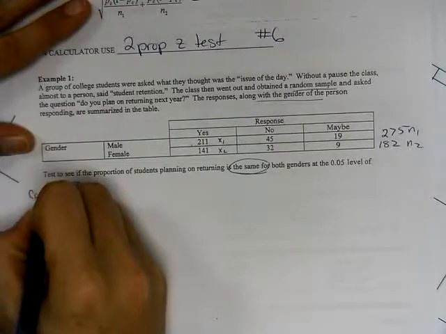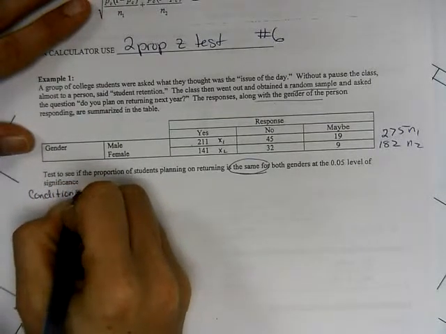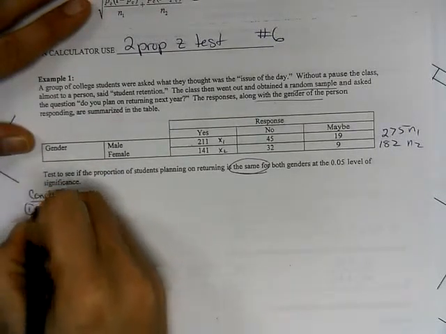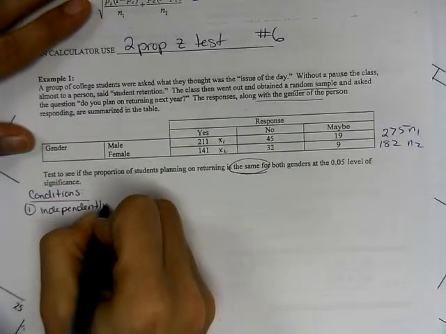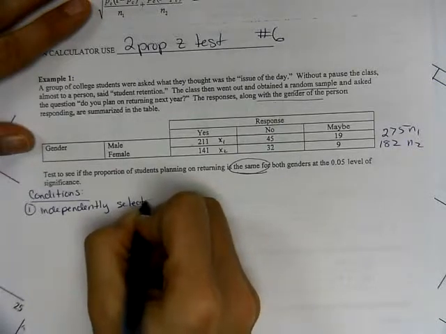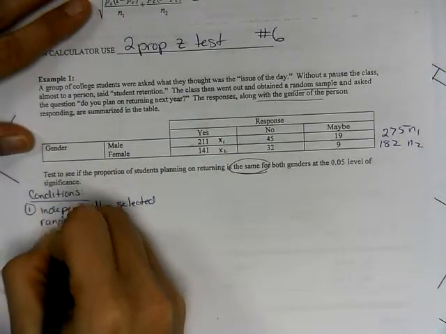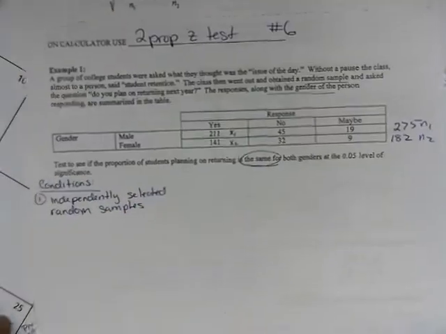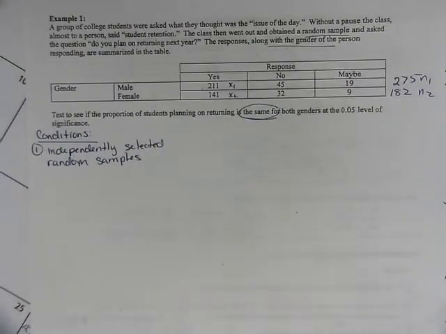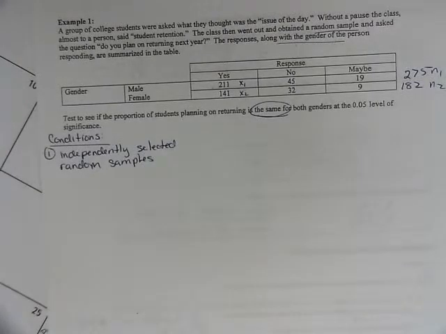Okay, so for our conditions, condition 1, we have independently selected random samples. Right, because they said they went out and asked random people, and then the gender would make the 2 things independent.